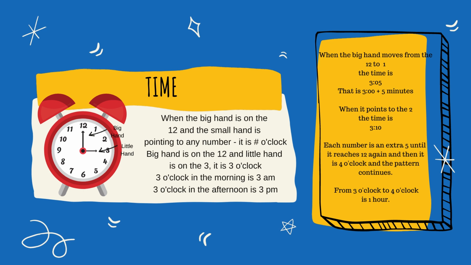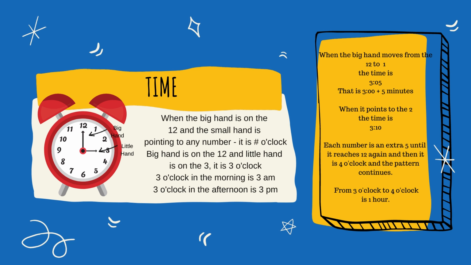Now let's go to time. When the big hand is on the 12 and the small hand is pointing to any number, it is that number o'clock. As you can see on the clock, the big hand is on the 12 and the small hand is on the 3. So that means it's 3 o'clock. 3 o'clock in the morning is 3 a.m. 3 o'clock in the afternoon is 3 p.m.